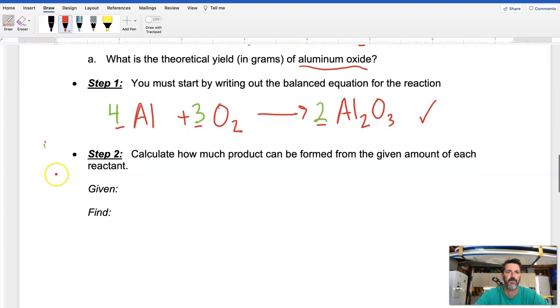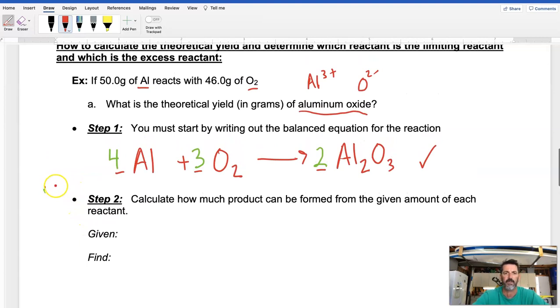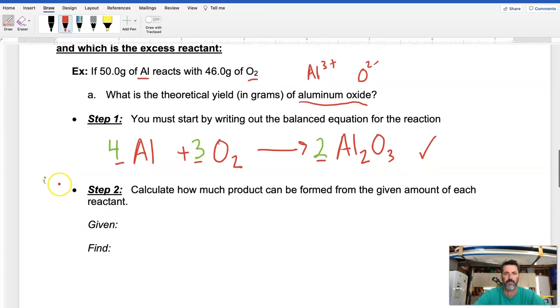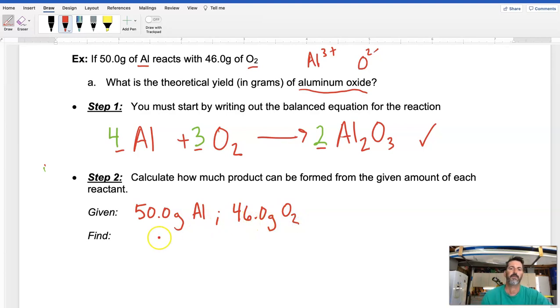All right, step 2. I want to calculate how much product can be formed. I want to calculate the theoretical yield of the product. So what is given? Here's the only difference between what we have already done and the new stuff. Now we are actually given two separate amounts. In the previous stuff that we've done, you've only been given one thing. Now we're given two things.